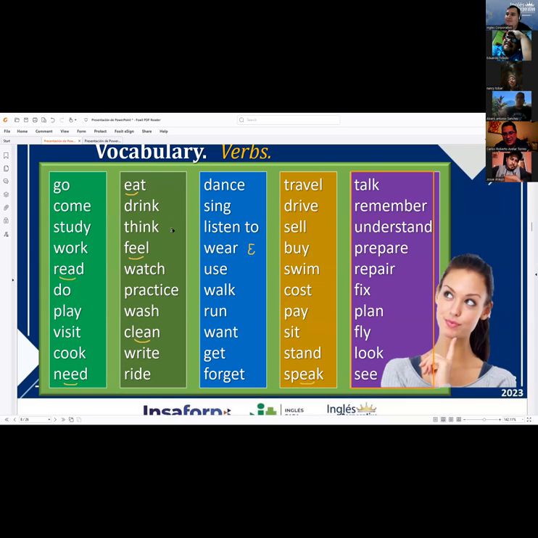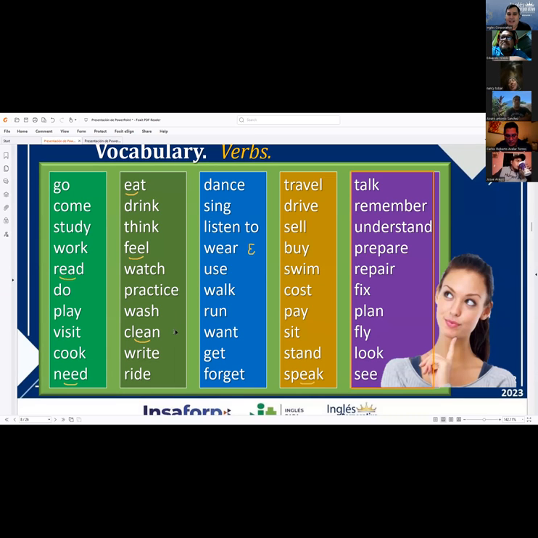I think about you. I think about my problems. Ah, we are problems? Nah, okay. I feel happy. I feel angry. I feel sad. I watch TV. I watch movies. I practice English. I practice sports. I wash my hands. Like Pilates, I wash my hands. Right?